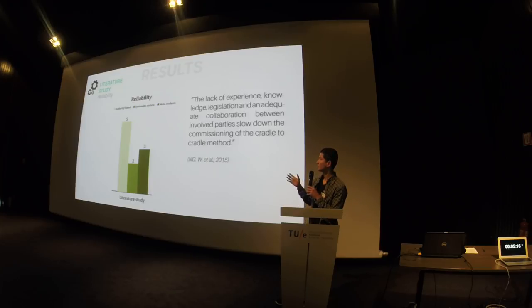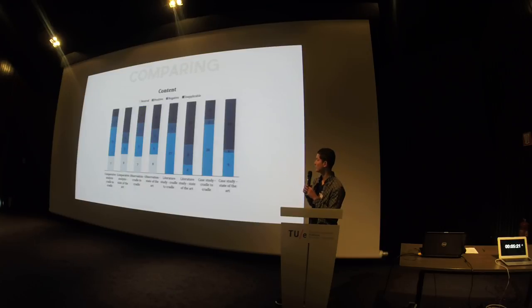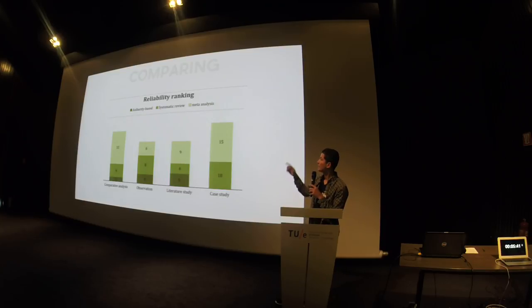So we then put the graphs for the content reality into a total graph, where you can see how the different research methods compare to each other. At first glimpse, you can see that the first two, the comparative analysis and observation, score highest because the way in which they vary in the negative or positive comments is more balanced than the others. And if you look at the reliability ranking of all of them, you see that the case study scores highest, the second is the comparative analysis, and observation and literature study score lowest on this aspect.